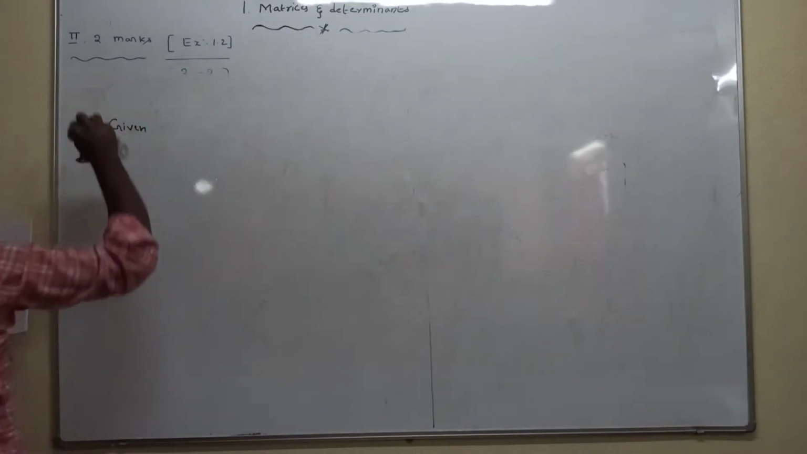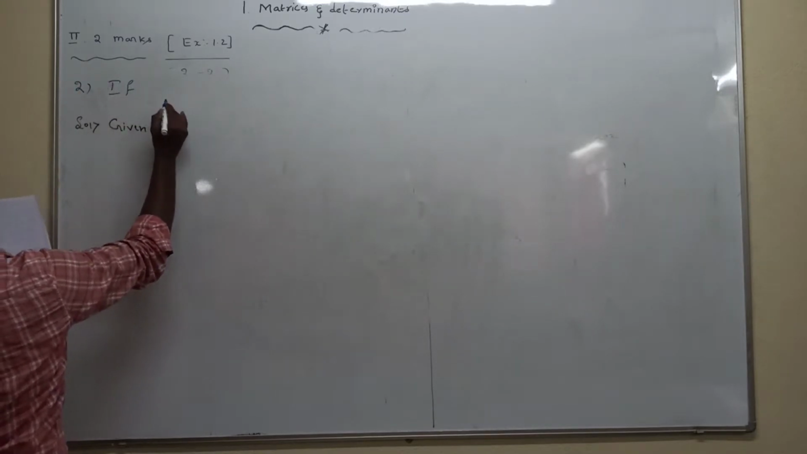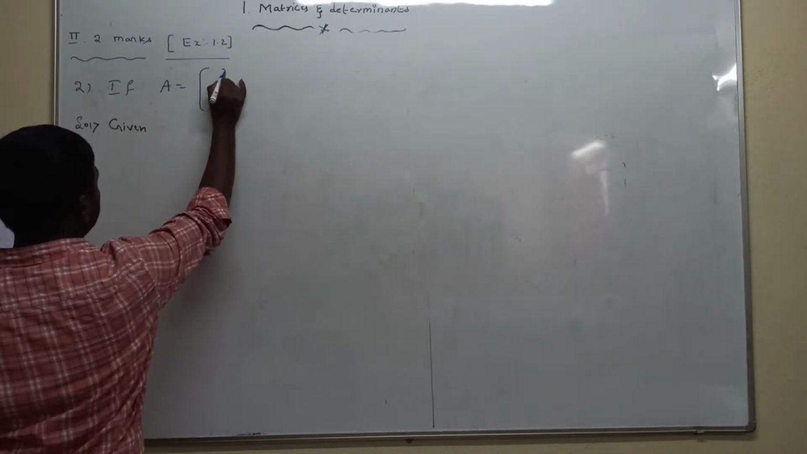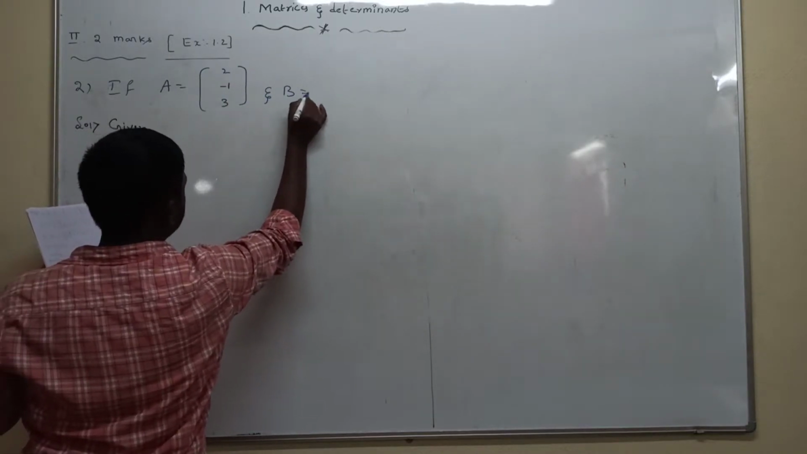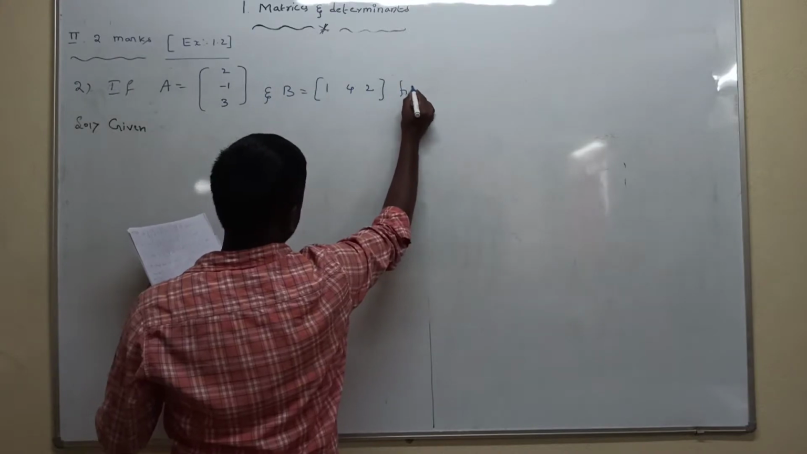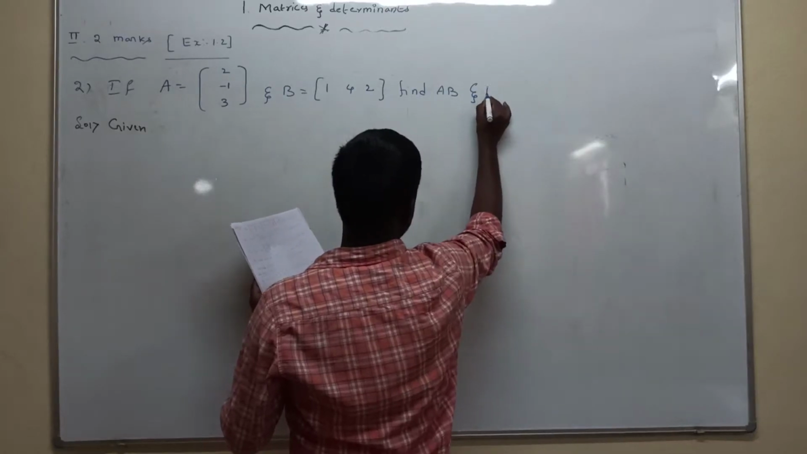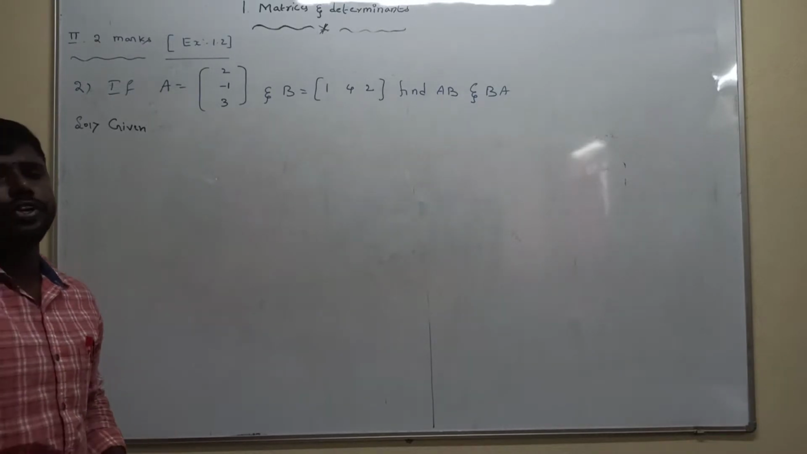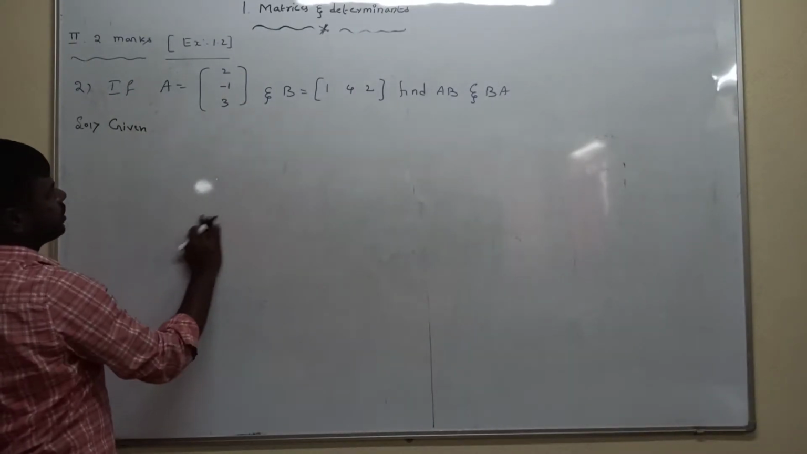See the second question. If capital A is equal to 2, minus 1, 3 and B is equal to 1, 4, 2, find AB and BA. So in this question also the A matrix and B matrix are given, and we need to calculate AB and BA. See the solution.